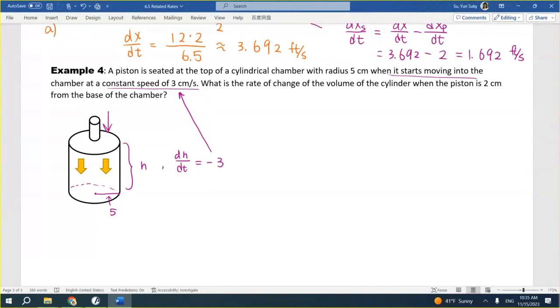Yes, everybody? You're moving down with the constant speed, 3 centimeters per second. And because you're moving down, your height is decreasing. We want to find the rate of change of the volume. So we want to find dV/dt when the height is 2 centimeters from the base of the chamber.